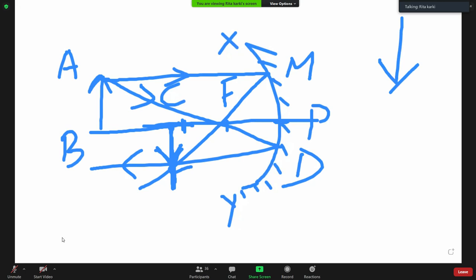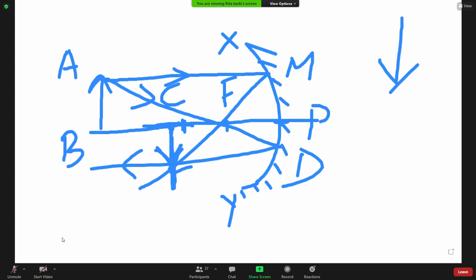This type of arrow will always represent the inverted image that is formed by a particular mirror. So, if the object is placed beyond the center of curvature, then the image formed by a concave mirror will be a real image, that is, it will form in front of the mirror. Yes, it will form in front of the mirror, and it will be an inverted and diminished image formed by the concave mirror.